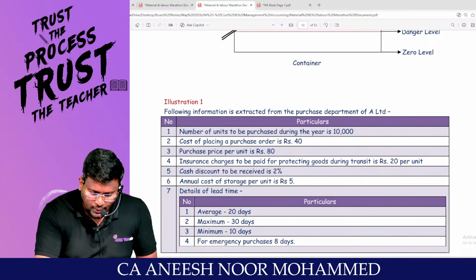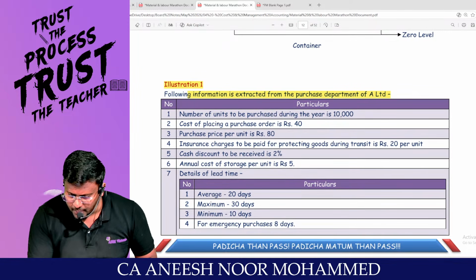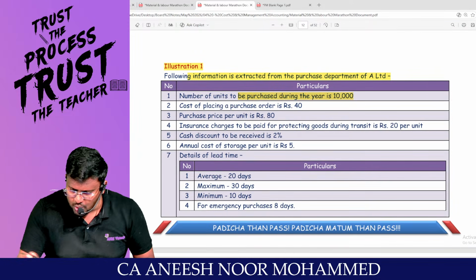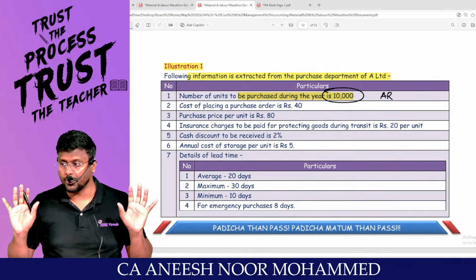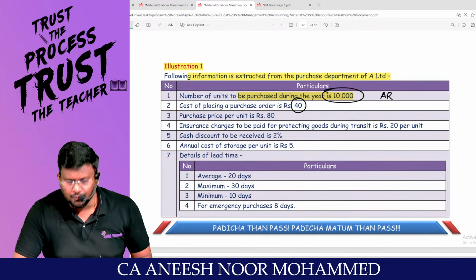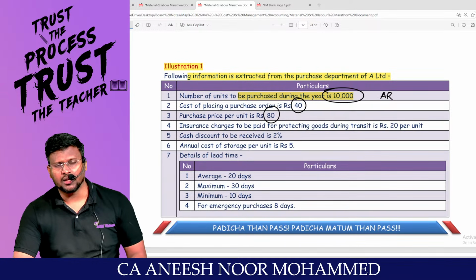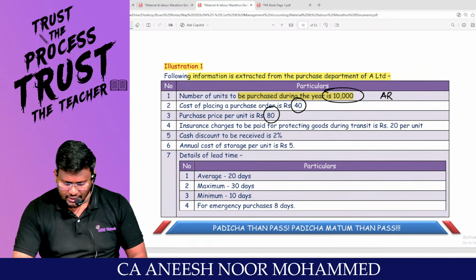Sir, I will be doing one question. I believe that you are feeling very comfortable with regard to the revision. Following information is extracted from the purchase department of A Limited. Number of units to be purchased during the year is 10,000. This is the annual requirement. Total 10,000 units to be purchased. Cost of placing an order is 40. In order to place one order, 40 rupees. Purchase price per unit is 80. Sir, that is a cost, for purchasing 1 unit, 80.